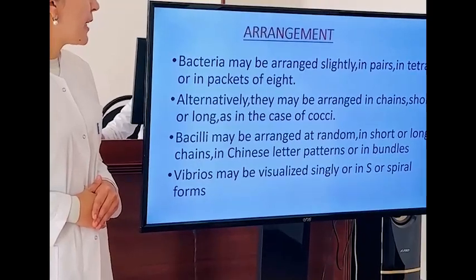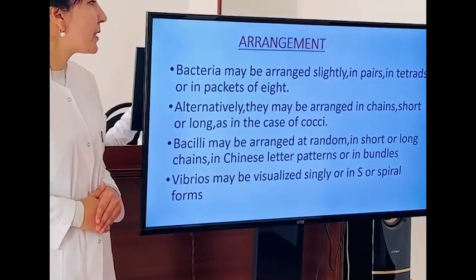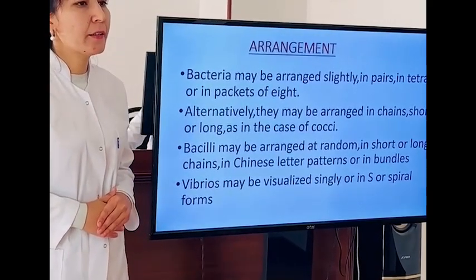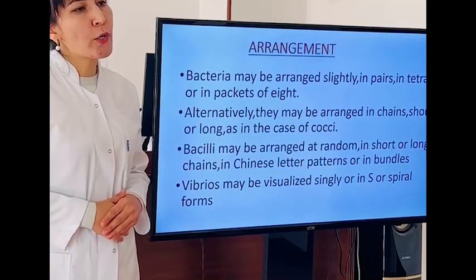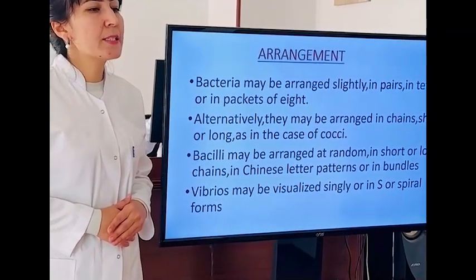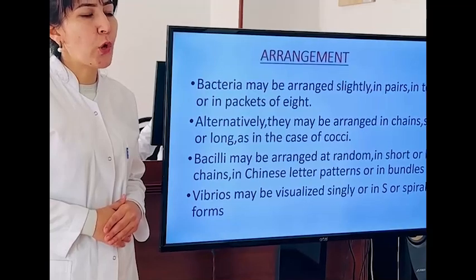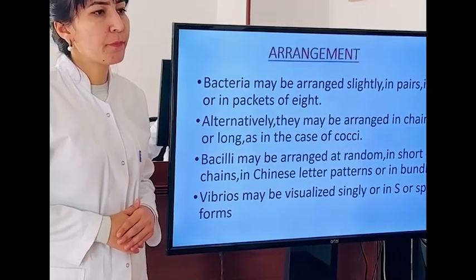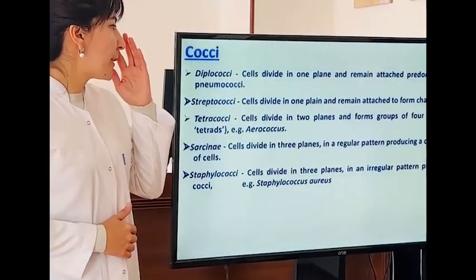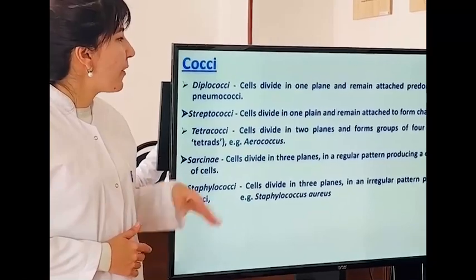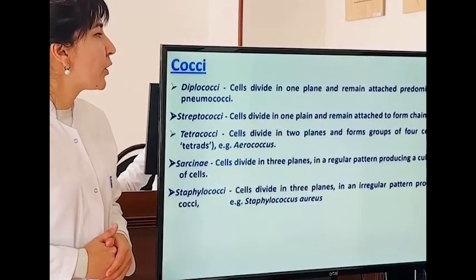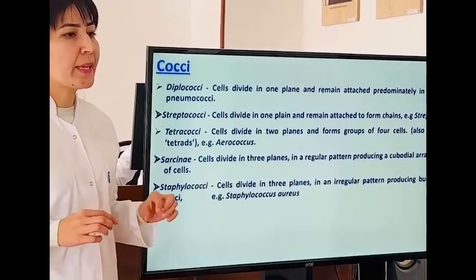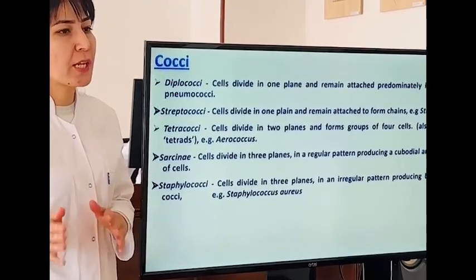Arrangement. Bacteria may be arranged in pairs, in tetrads, or in packets of 8. Alternatively, they may be arranged in chains, short or long, as in the case of cocci. Bacilli may be arranged randomly, in short or long chains, in Chinese letter patterns, or in bundles too. Diplococcus: the cells divide in one plane and remain attached, predominantly in pairs, like pneumococci. Streptococcus cells divide in one plane and remain attached to form chains.